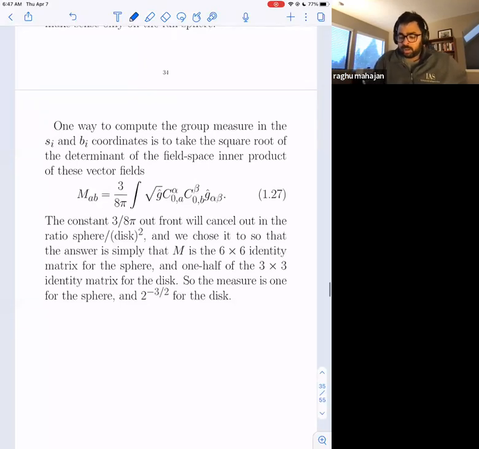So as I was saying, these holomorphic vector fields are the BC goes 0 modes. And to define the measure, you have to define a metric on the space of these vector fields, or the space of the 0 modes. This 3 over 8 pi is just a convention. One can delete it, it doesn't matter. But the point is, for the disk and the sphere, it's integrated over the disk or the sphere. So you get different normalizations. This MAB is different for the sphere and the disk. So you have to take that into account.